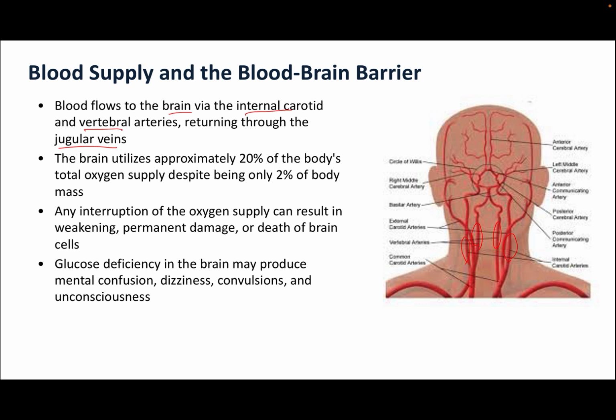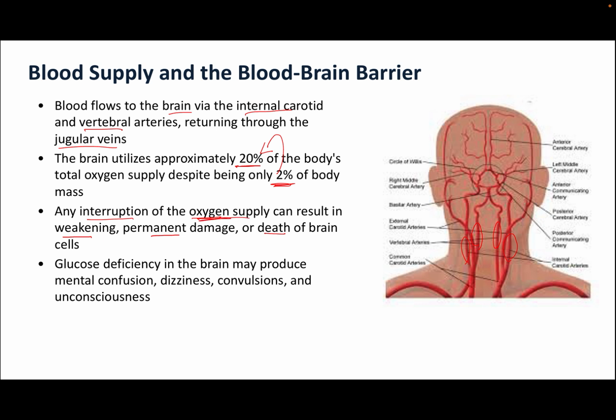Now, again, the brain, like we said, is a very important organ, but it's also a very energetically expensive organ. The brain is going to utilize 20% of your body's total oxygen. Despite the fact that it's relatively small in the grand scheme of things, it only takes up 2% of your body's mass, and yet, despite this, it still is going to account for 20% of your body's total oxygen usage. Now, that being said, any interruption to our oxygen supply can be very detrimental. This can result in weakening or even permanent damage or death to those poor little brain cells. So it is important to maintain good oxygen supply for this tissue here.